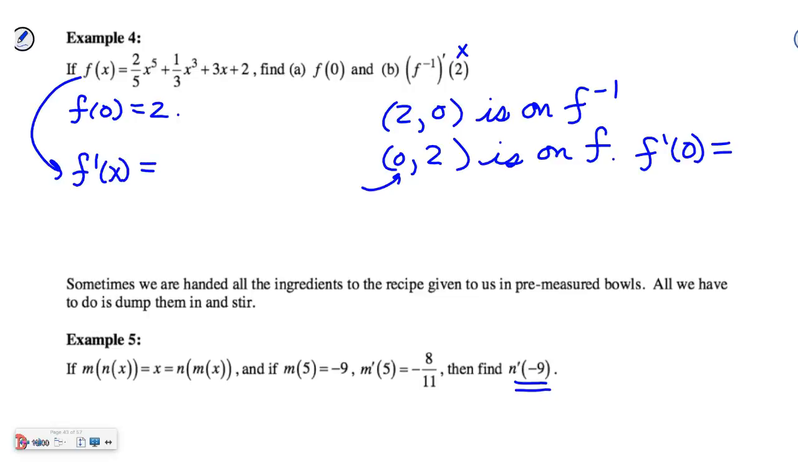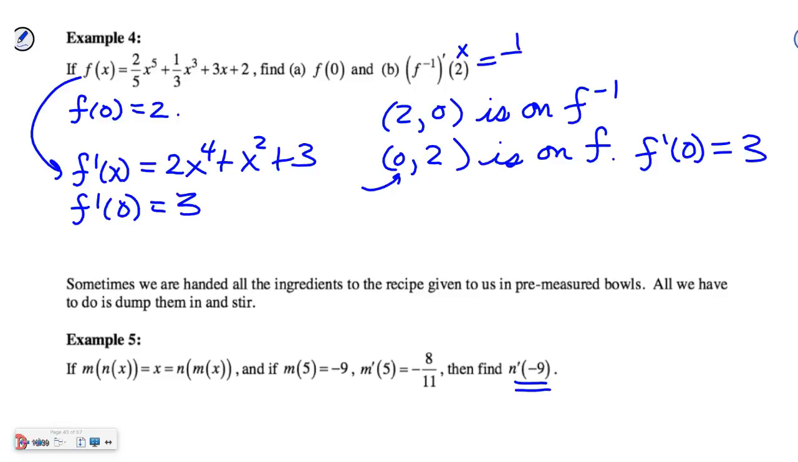Go ahead, Jess, and tell me what the derivative of f would be. 2x to the 4th plus x squared plus 3. Okay, that's an easy derivative. And I'm supposed to find it at 0. I could do that in my head probably too, but I'm writing it all out just so you have something to look at. What's the derivative at 0? 3. All right, so I just found the derivative at 0. It's 3. So the inverse's derivative at the corresponding point is going to be what? 1/3. And I'm done. So my answer is 1/3.